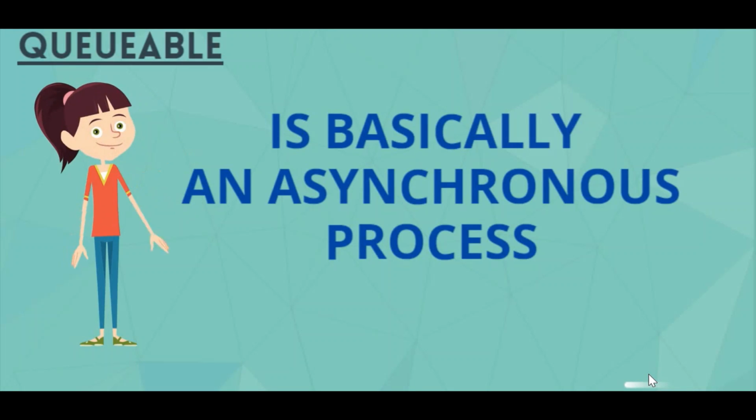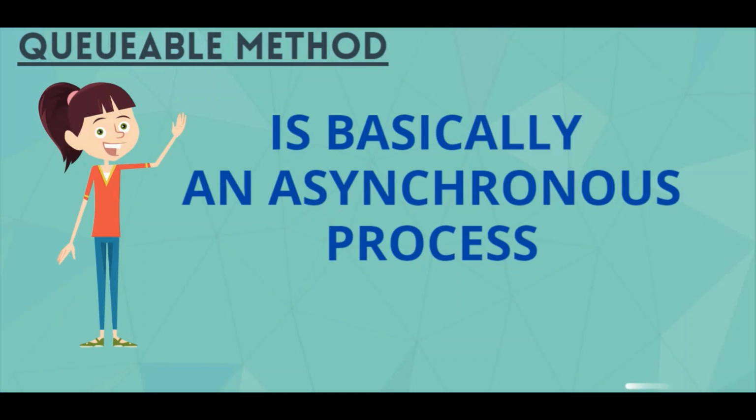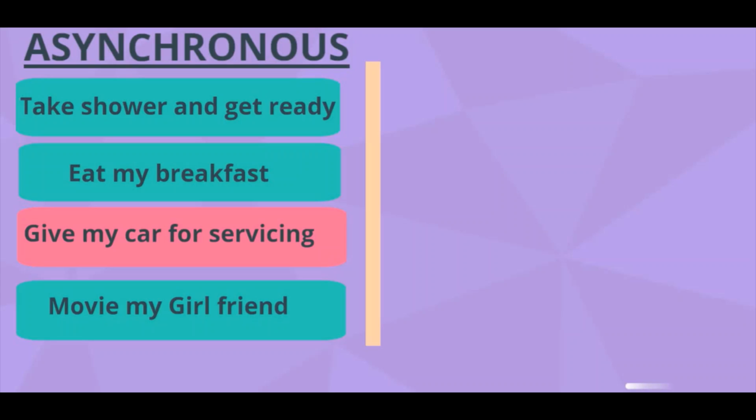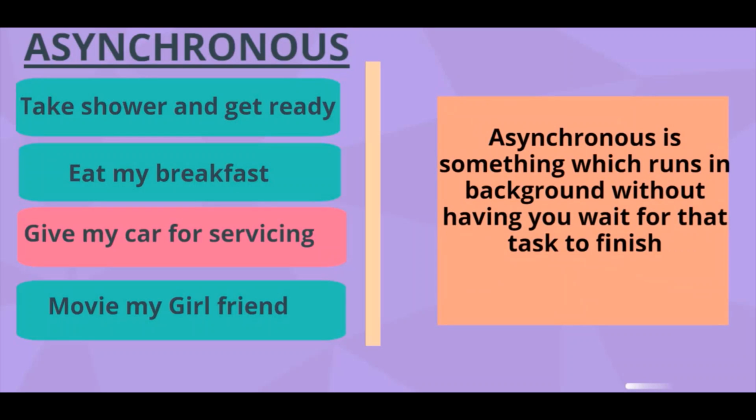Okay, first things first. Queueable is basically an asynchronous process. What is an asynchronous process? I have already made a video on the future method where I clearly explained the difference between synchronous and asynchronous processes. I have added the link in the description down below, or you can also click on the information icon on the right top. But for now, I will explain with a small example.